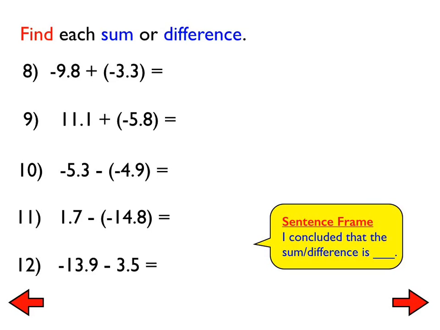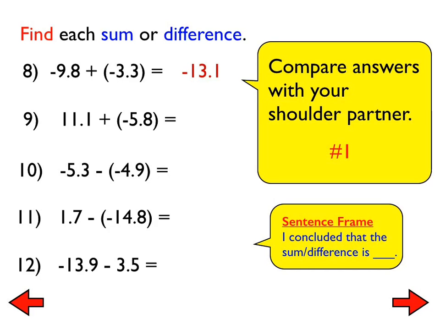Number 8 is an addition problem. Therefore, the sentence frame you should have used would have involved the term sum. Sum is the answer to an addition problem. So, in number 8, we have 13.1 more negatives than positives. In fact, we have 13.1 negatives and 0 positives. So I concluded that the sum is negative 13.1. Number 9, we have 5.3 more positives than negatives. So I determined that the sum, this is an addition problem again, is 5 and 3/10.